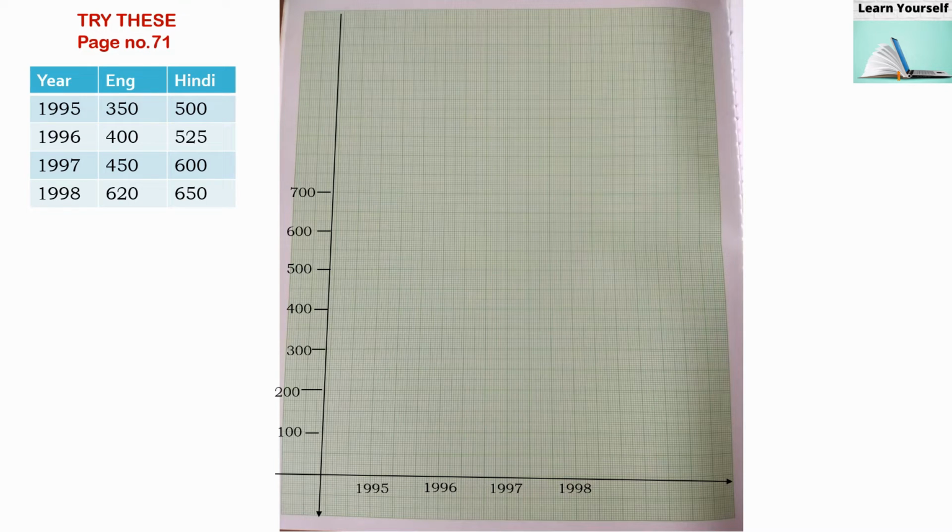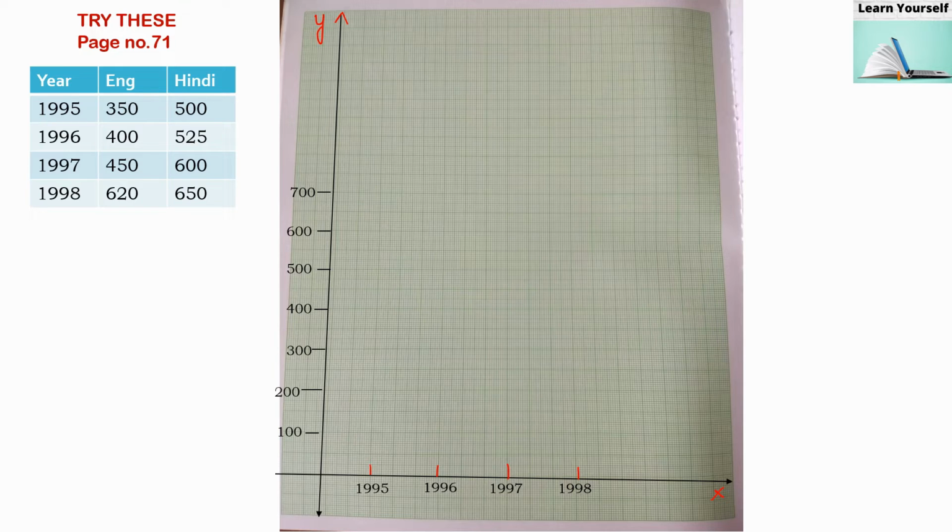So here is my graph sheet, on which I have already written 1995, 1996, 1997 and 1998. As you can see, I have kept two boxes between 2 years, and that is how I have taken a scale on the x-axis. This is my y-axis over here. On the y-axis I have taken 100, 200, 300, 400, 500, 600 and 700. These are the number of books. Here these are years.